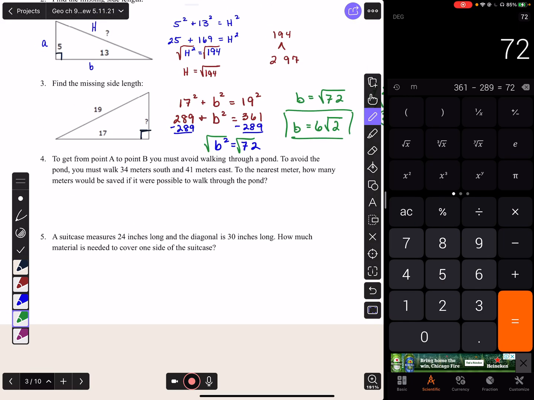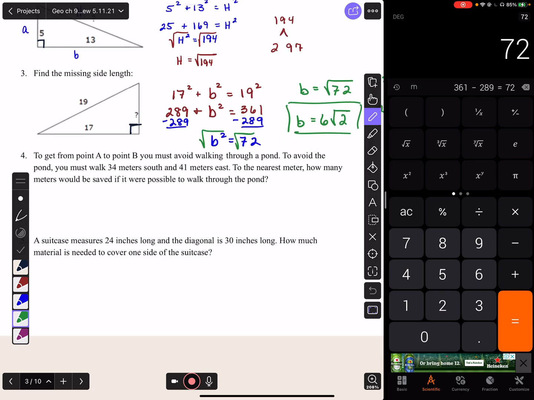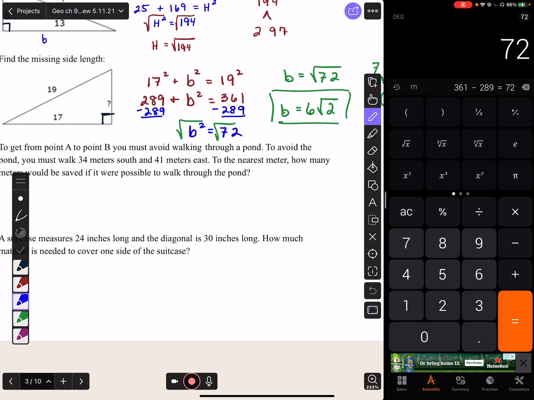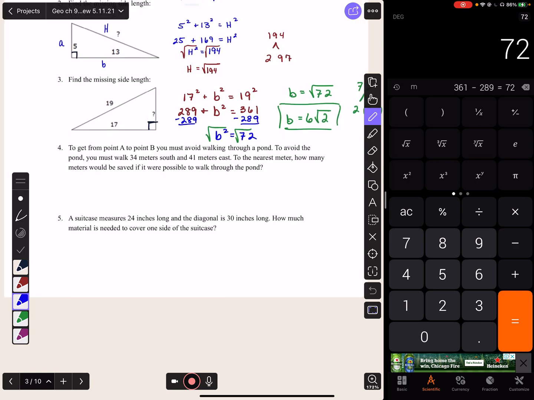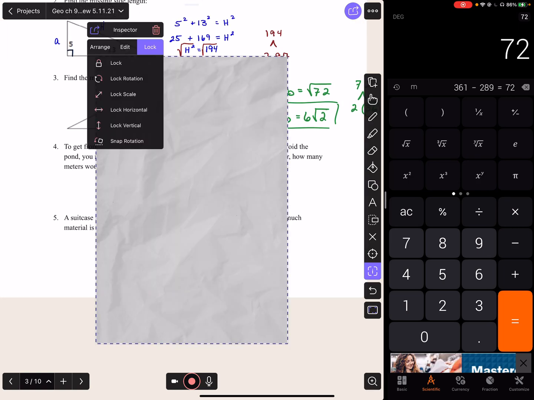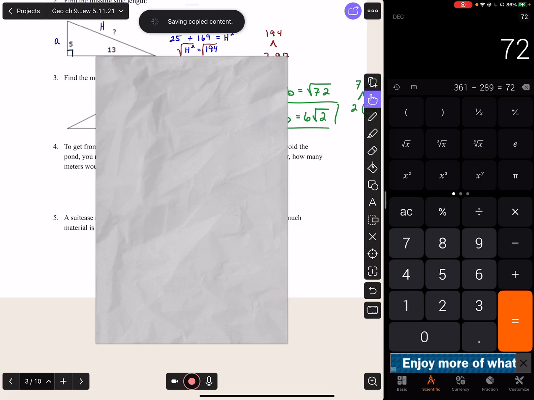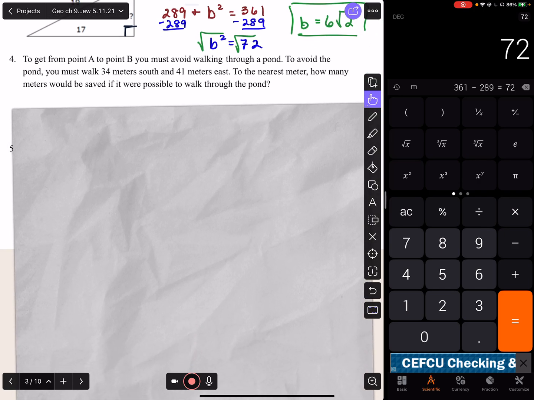Problem number 4. To get from point A to point B, you must avoid walking through a pond. So let's see if we can draw this here. Well, we're going to put out a blank piece of paper to draw it on. Let's go ahead now. Sorry about that pause. And let's draw a picture. So we've got ourselves a pond.